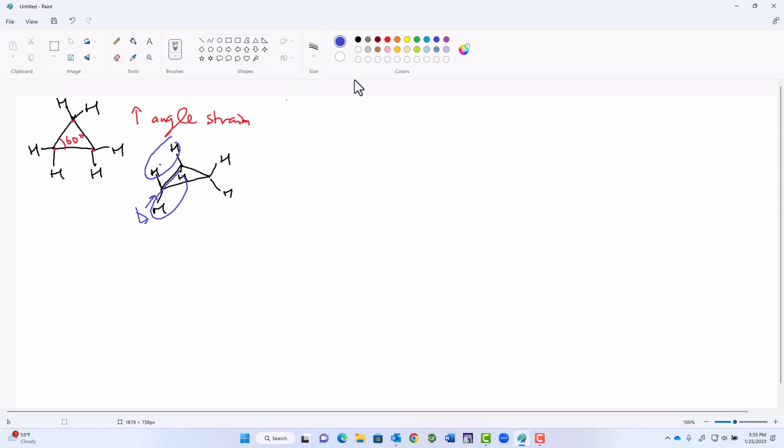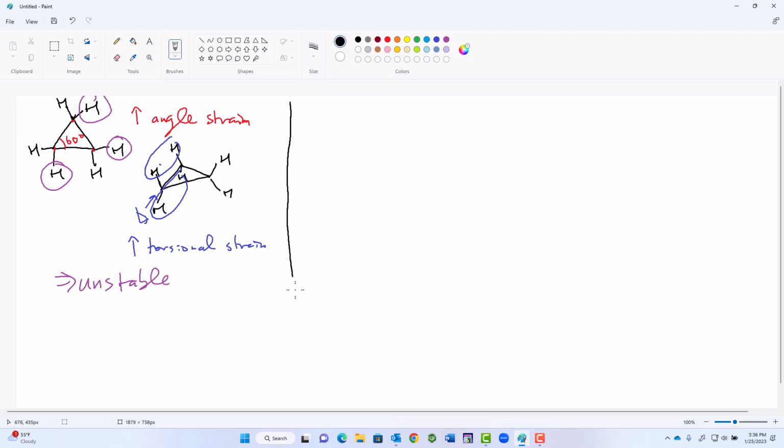So not only does it have a high degree of angle strain, it also has a very high degree of torsional strain. As a result, this is incredibly unstable. So cyclopropane is very unstable. And you can imagine that if we start tacking on groups to replace these hydrogens with larger groups, it gets even more unstable because we start experiencing larger degrees of steric strain and van der Waals strain. So cyclopropane, very unstable. Let's move up to cyclobutane.